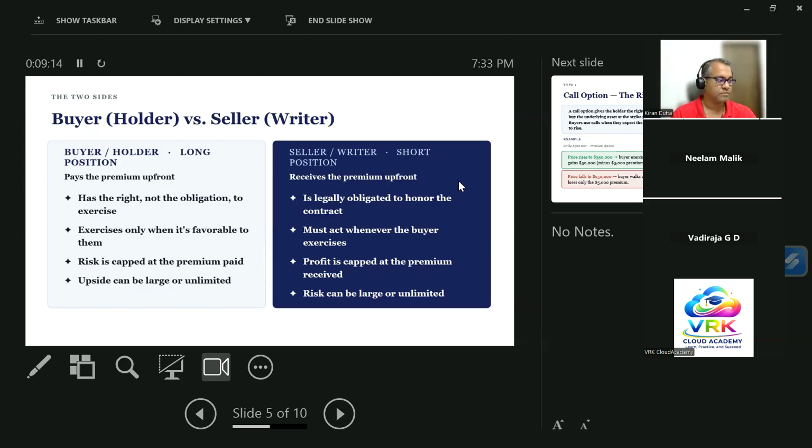Think through quickly. 20 lakhs minus the 1 lakh premium that I have already paid. So 19 lakhs is my profit. Clear, sir, on that?